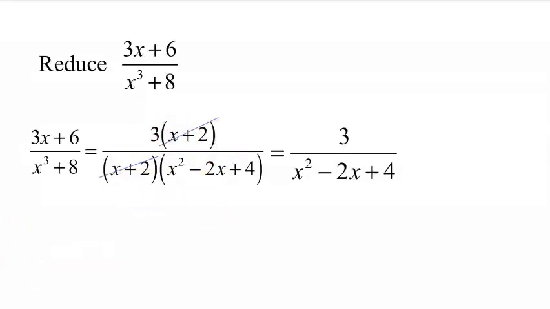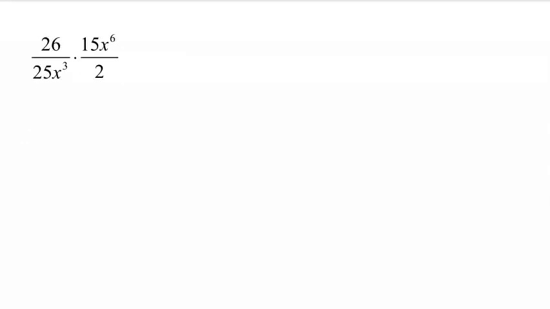But everything we've done so far has been reducing fractions, and you will see that multiplying fractions is really the same argument. So if I have 26 over 25x cubed times 15x to the 6th over 2, we are going to use essentially the same process as reducing. Factor 26, 2 times 13. 25, 5 times 5. 15, 3 times 5. 2 is 2. X to the 6th and x to the 3rd, we can factor them in multiple ways.